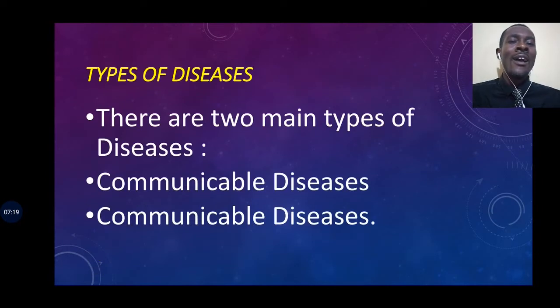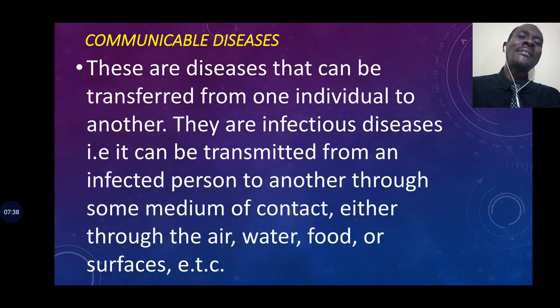Let's go on. Now, what are the different types of diseases? We have two main types of diseases. Number one, we have communicable diseases. And then number two, we have non-communicable diseases. Sorry for that. What should be there is non-communicable diseases. Now, let's start with communicable diseases.